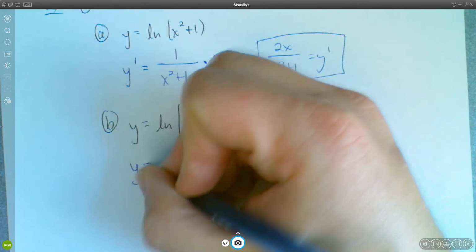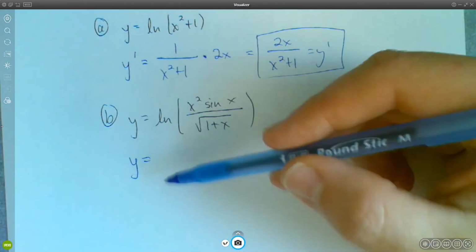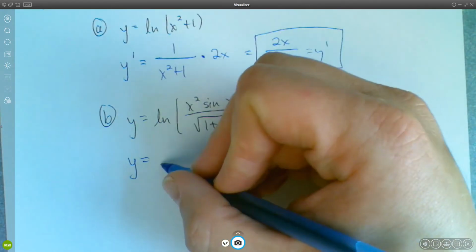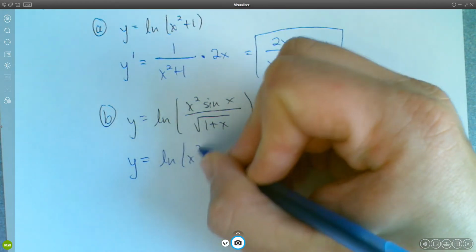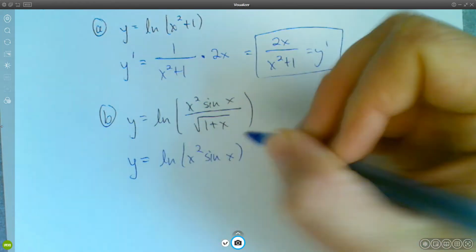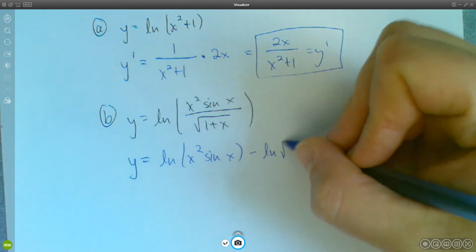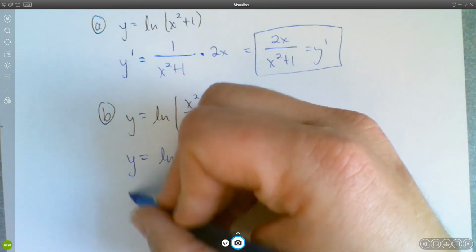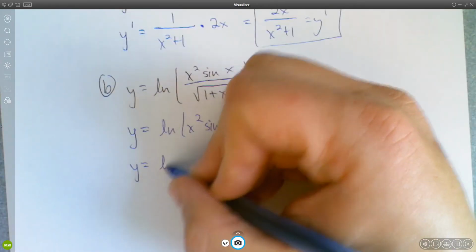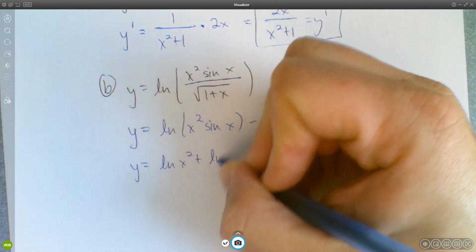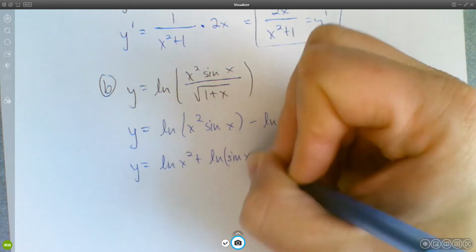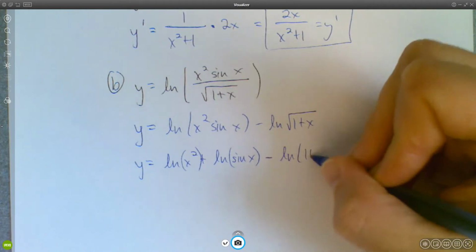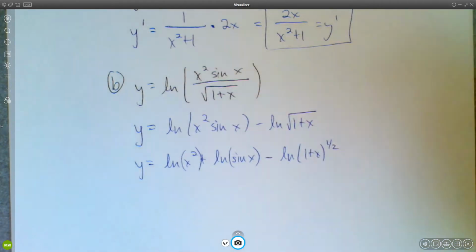However, I'm just going to rewrite this, and I'm writing y, not y prime, because I'm just going to rewrite the function. I can rewrite this as ln of x squared sine x minus ln of square root of 1 plus x. And in fact, I can take that a little further. Call this ln of x squared plus ln of sine x minus ln of 1 plus x to the 1/2 power.